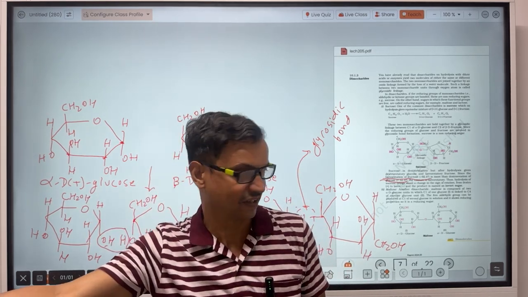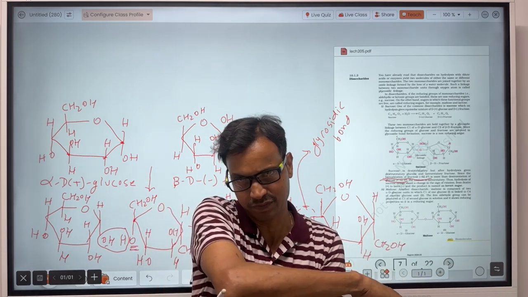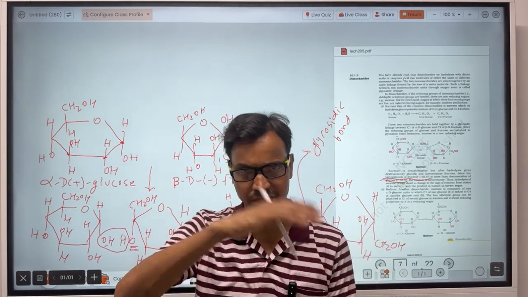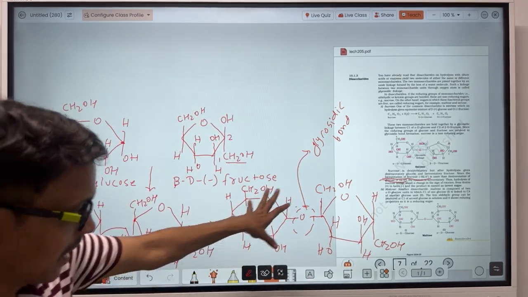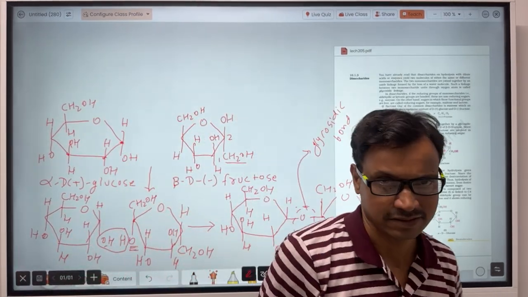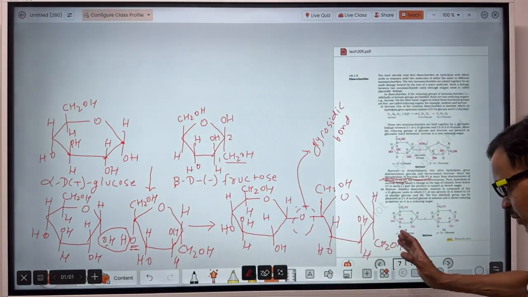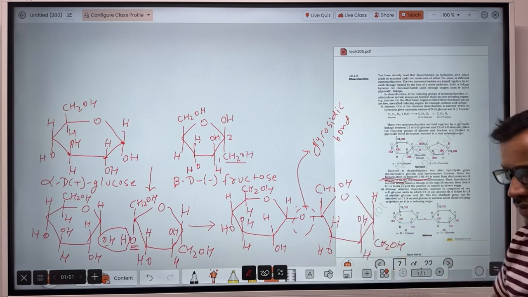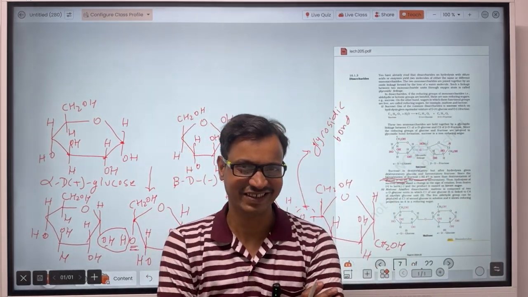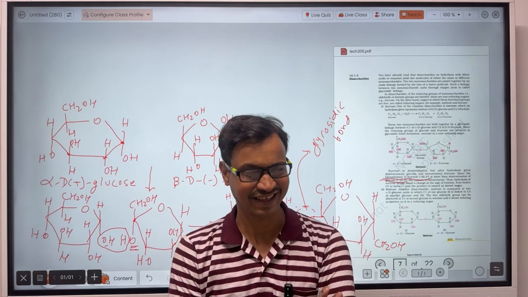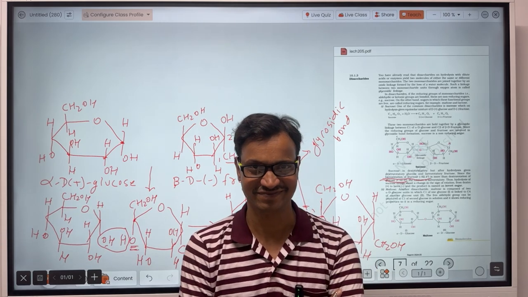Here 52.5 degrees, and minus 92.4 degrees. So the resultant rotation will be towards left. So sucrose was dextrorotatory, but when hydrolysis of sucrose is performed, the resultant solution will be levorotatory. So here inversion takes place, and that's why this phenomenon is called inversion of sugar.